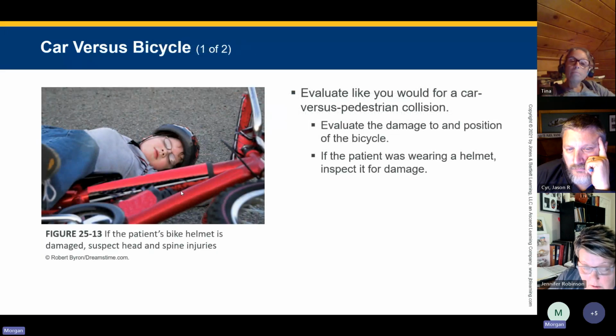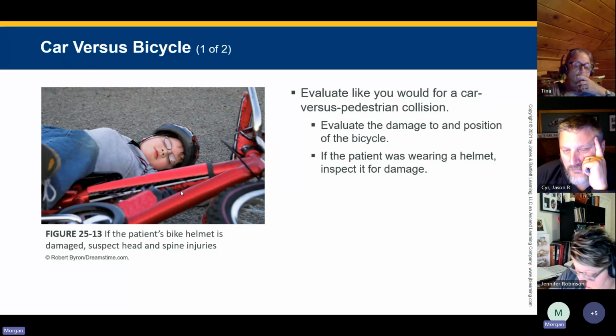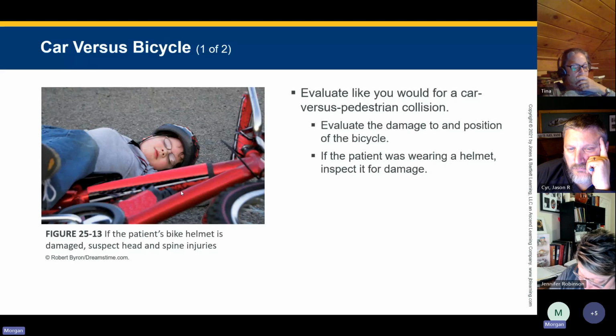So, car versus bicycle. Evaluate it like you would a car versus pedestrian collision. Check for the damage on the vehicle. Evaluate the damage and the position of the bicycle. You're going to be able to tell how much force was involved if the bike is really stove up. If the patient was wearing a helmet, inspect it for any damage as well. That's true for any helmet.